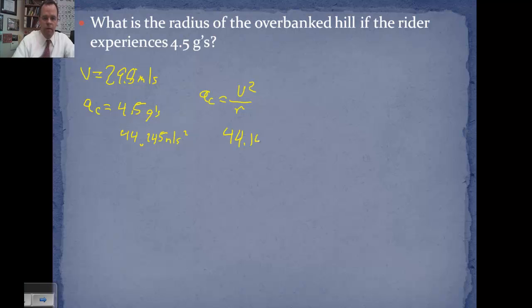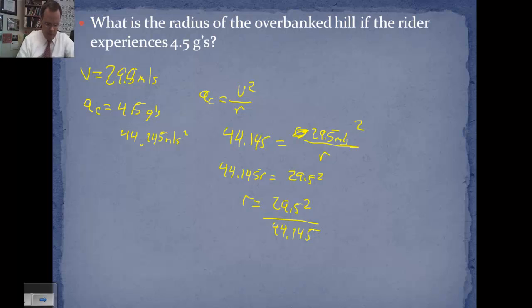So 44.145 equals 29.5 meters per second squared over r. Cross multiply, 44.145 r equals 29.5 squared. Divide, 29.5 squared divided by 44.145. And we get a radius of 19.7 meters.